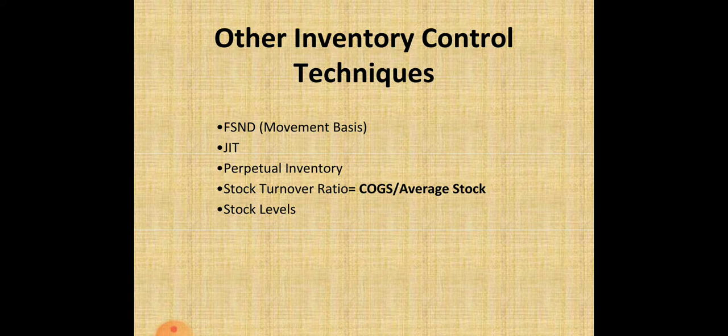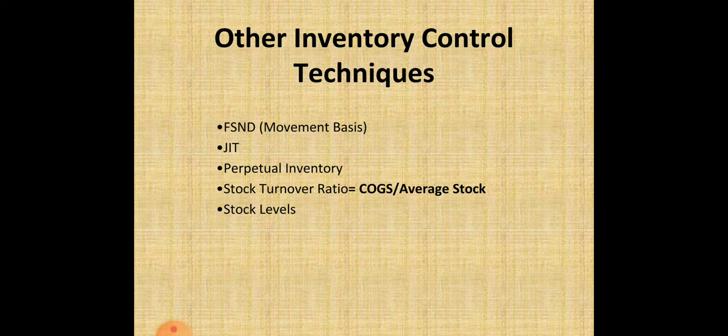Just in time inventory is basically a Japanese technique. As and when we get a demand for the product, then we order the raw material as per this method. Perpetual inventory is totally opposite to JIT, that is just in time. In perpetual inventory, we always have inventory in our stocks or stores, whether there is a demand for the product or not.